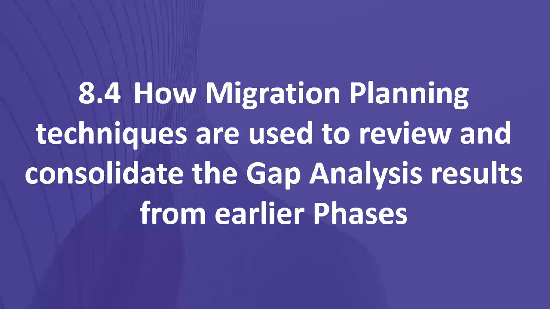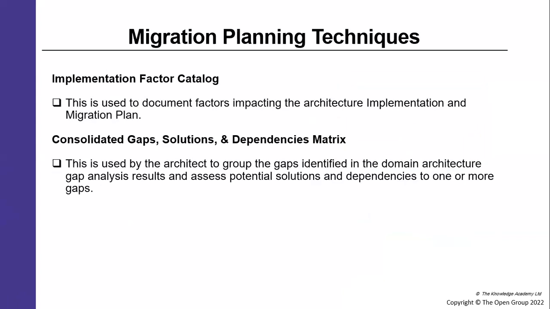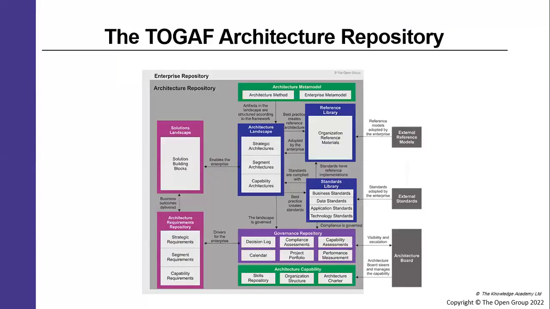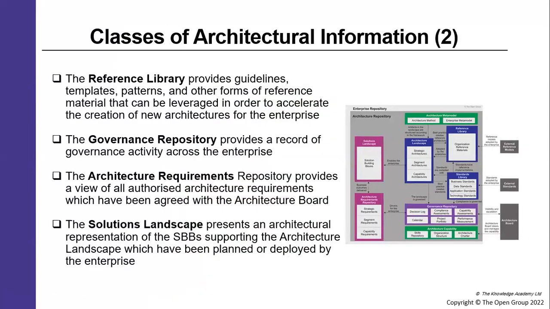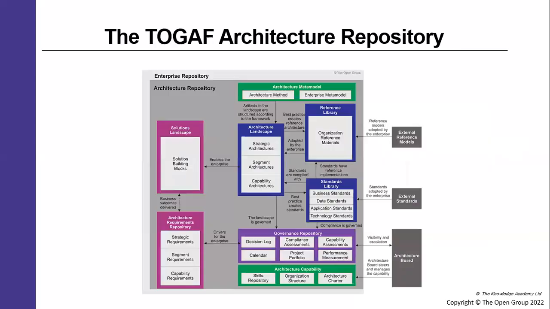Next one, migration planning techniques we discussed, correct? Implementation, all the 5 techniques we discussed. You remember that? All the 5 techniques. Architecture repository, we discussed all the parts, correct? You remember that? Well done.